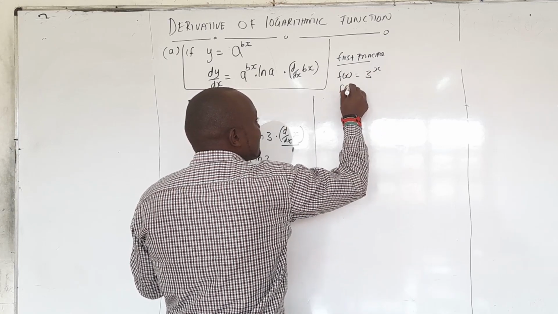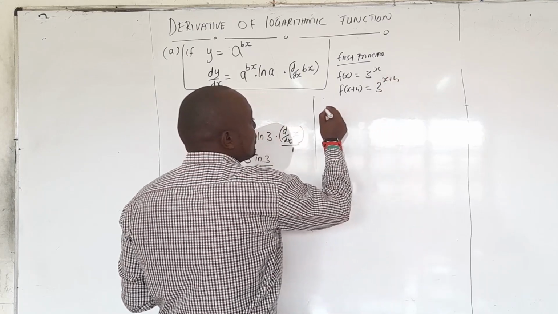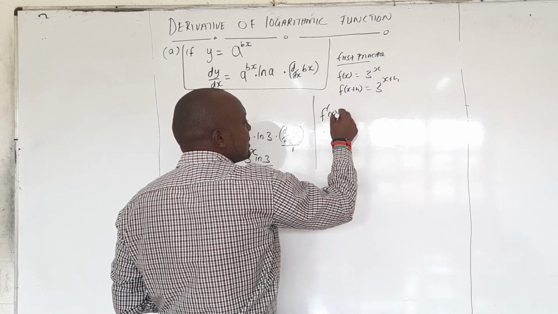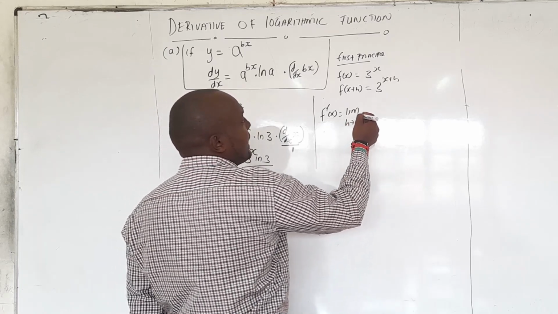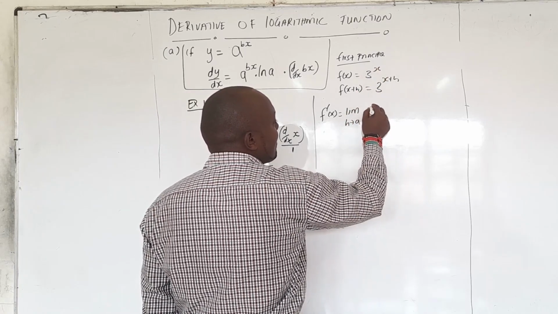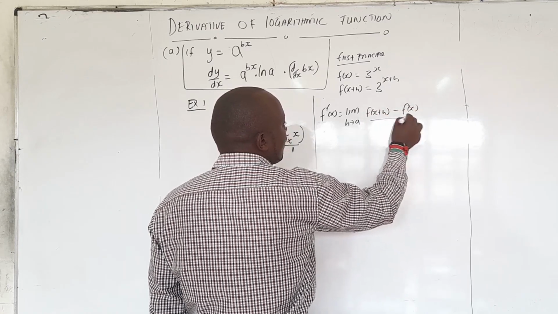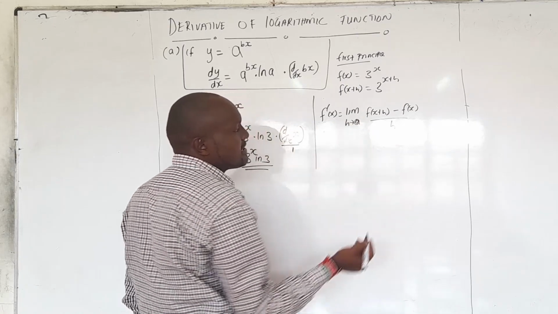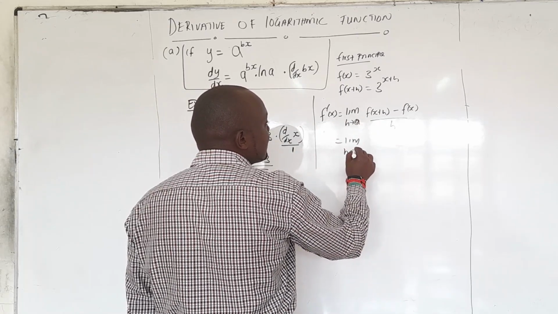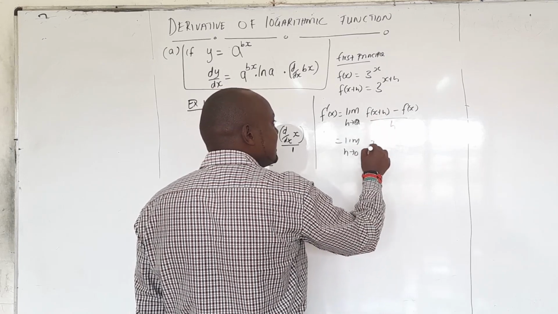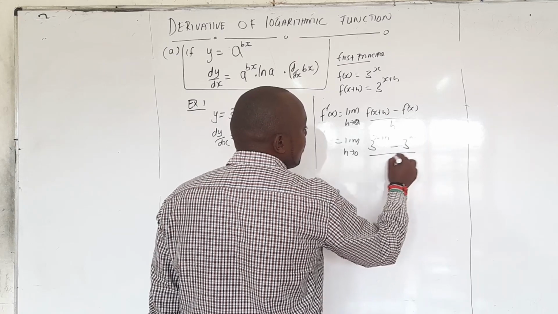you find that the function of x, in this case, we have 3 to power x. What is function of x plus h? It is 3 to power x plus h. So now the first derivative of x will be limit as h approaches 0, and in this case we have f of x plus h minus f of x all over h. So we have limit as h approaches 0. What is my function of x? It is 3 to power x plus h minus 3 to power x all over h.